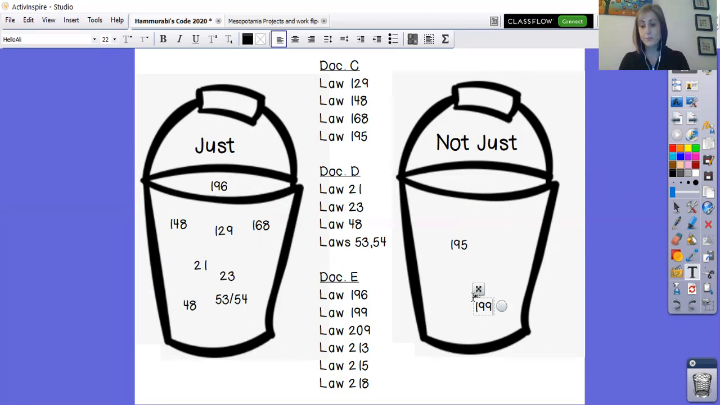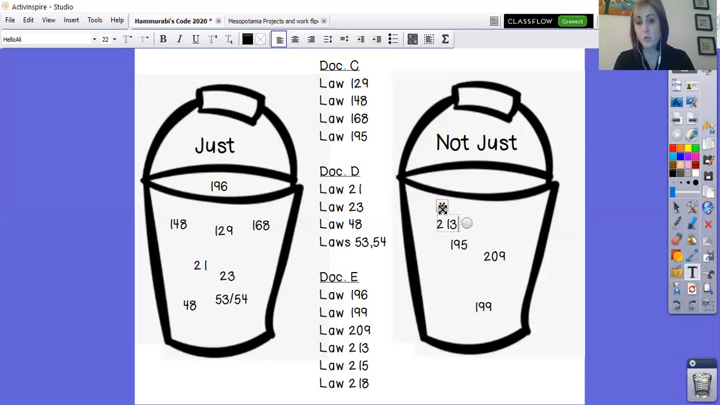Just, unjust. All right, Law 209 states, if a man hits the daughter of a free man and causes her to have a miscarriage, then he has to pay the father 10 shekels. So now it's going to be 209. Do you think that's just or unjust? Let's see, I'm going to put it in unjust. And I'm not saying this is what I think, I'm just giving examples. And then Law 213, if he has struck the slave girl of a free man and causes her to have a miscarriage, then he only has to pay 2 shekels. I'm not so loving that, so I'm going to put that in not just.